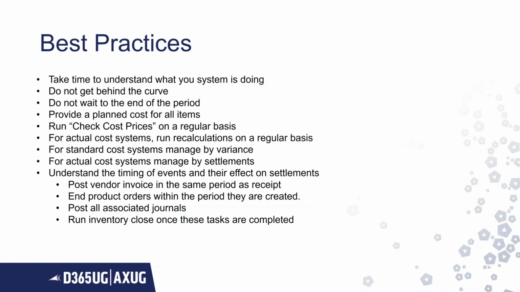Let's see. Understand the timing. Post your inventory and your vendor invoices in the same period as much as possible, with the understanding that there could be some adjustment in the next period. And post your production orders within the same period. Make sure all your journals are posted. I don't know how many times I've gone out to a production system and seen journals that were never posted. That's an indication of a poorly run production process. Run inventory close once you've had those other processes completed.